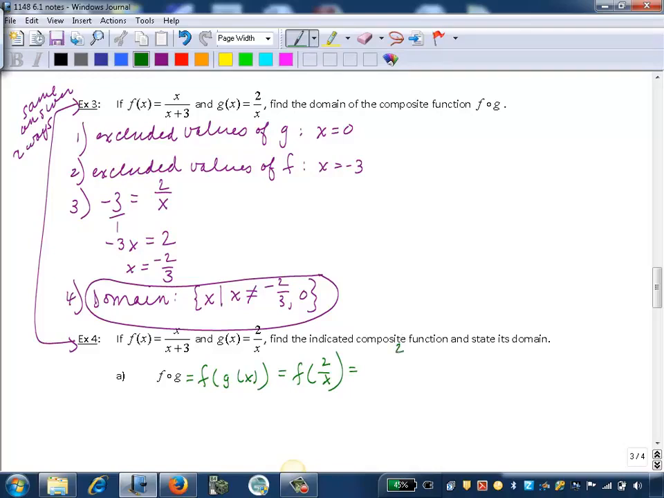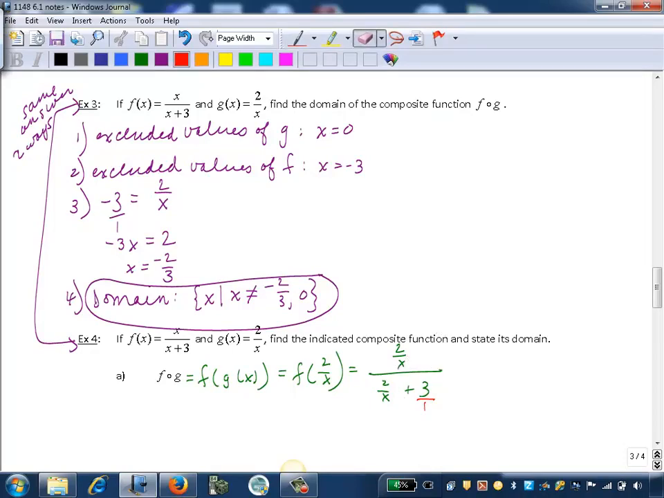So this will give us 2 over x, over 2 over x plus 3. So now we have a complex fraction here. We've got little fractions in a big fraction. So remember, a convenient way to clear out those little fractions is to multiply by the least common denominator. So the least common denominator of all three of these, the 2 over x, the 2 over x, and the 3, we look at that as 3 over 1. So we can see our least common denominator here is going to be x.